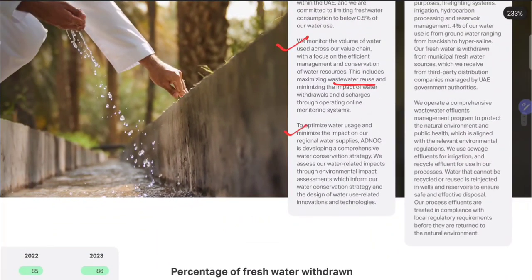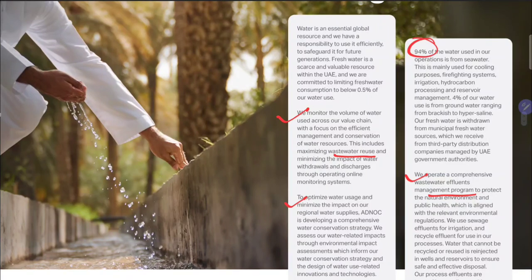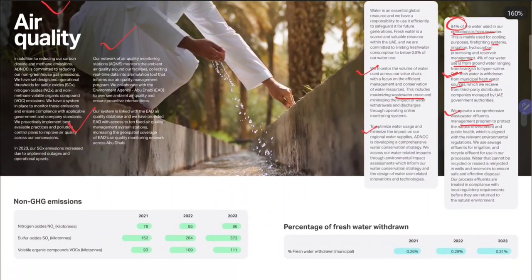To optimize water use, what efforts are there? We operate a comprehensive wastewater effluent management program. So this is again available here. 94% of the water used in our operations is from seawater. Okay, this is mainly used for cooling purposes, firefighting system, irrigation, hydrocarbon processing, and reservoir management. 4% of water is used in groundwater, ranging from brackish to hypersaline actually. So our fresh water is withdrawn from municipal freshwater sources only. Okay, so these details you can see here.